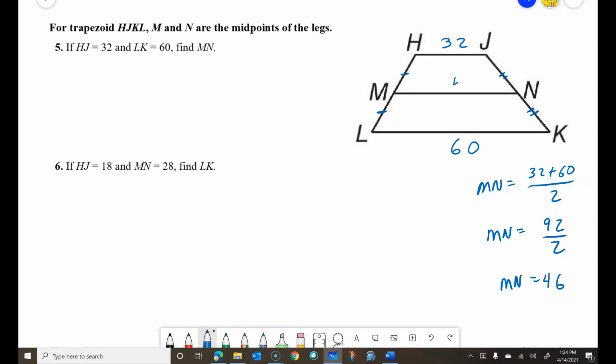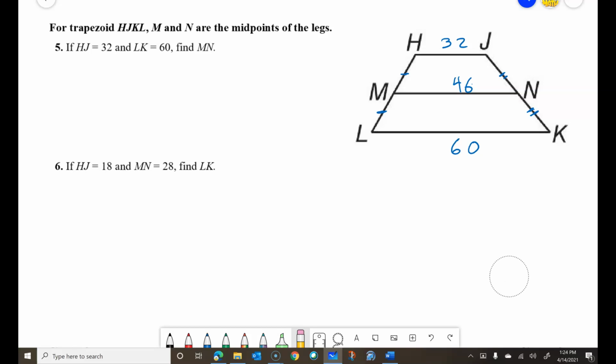And it should make sense there, right? To get from 32 to 46, I would add 14, and then I'd add another 14 to get to 60. Okay, so let's think about the next one. Here they give me a little bit different information. We still have our situation where we have a midsegment, but this time they tell me that HJ is 18, and they tell me that MN is 28. We have to find LK.